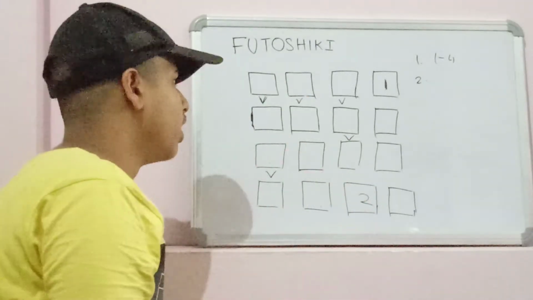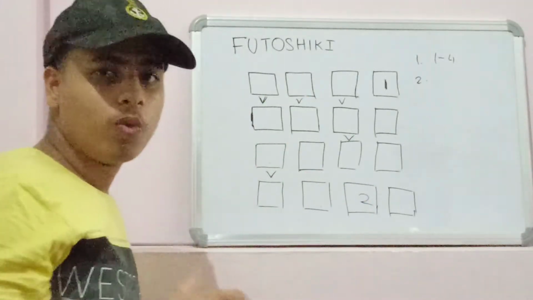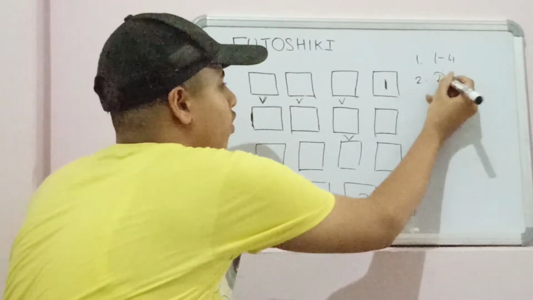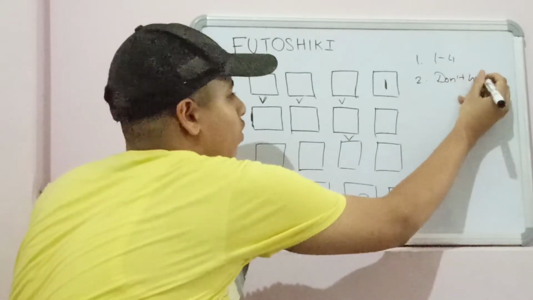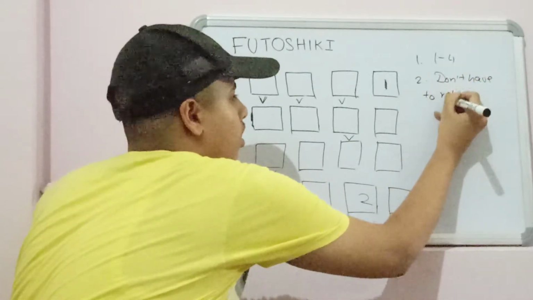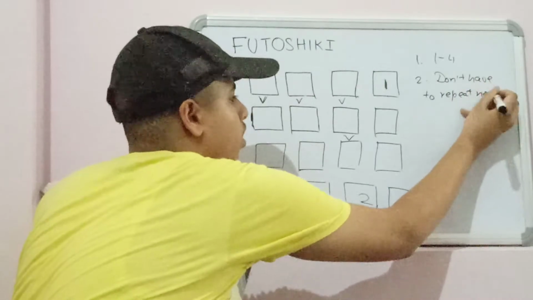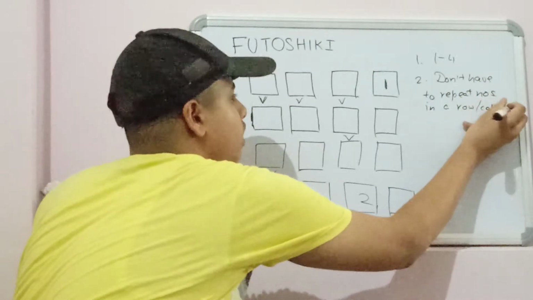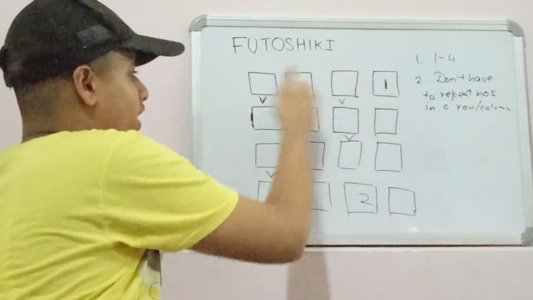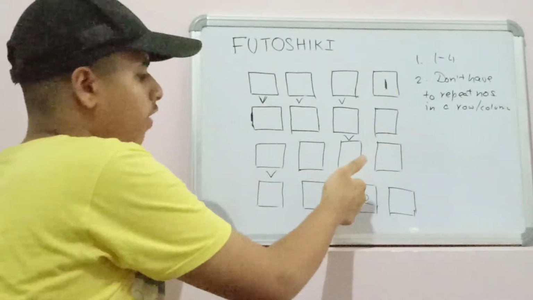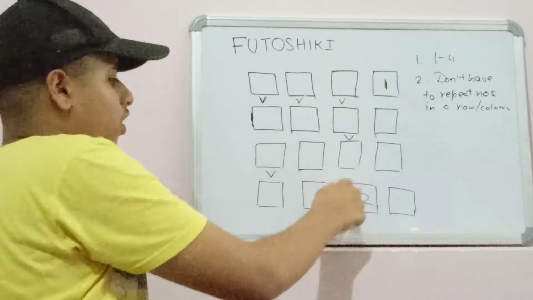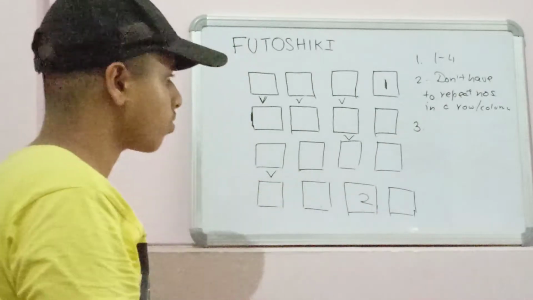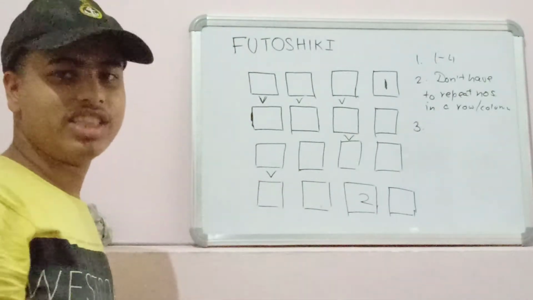So that's the rule. The second rule is what makes it relatable to Sudoku: you don't have to repeat numbers in a row or column, which means that if you have a 1 here, you cannot have a 1 there, nor can you have it there. If you have a 2 here, you cannot have it there or in this row. No repetition allowed. The third rule is what makes this unique.